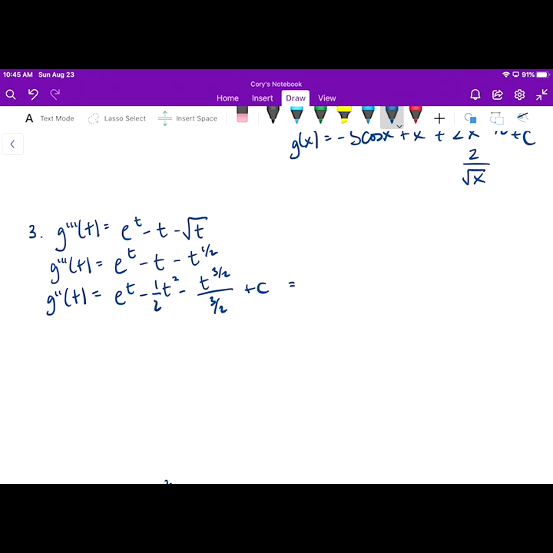So I'm just going to simplify this term by term. So that's e to the t power minus 1/2 t squared minus dividing by 3/2 is the same thing as multiplying by 2/3. So that's minus 2/3 t to the 3/2 power plus the constant c. Okay, and the formatting for that is good. I can find the antiderivative of each of those terms, just term by term.